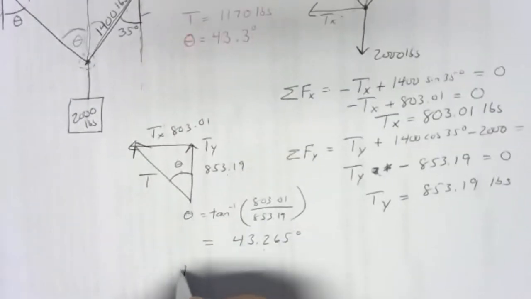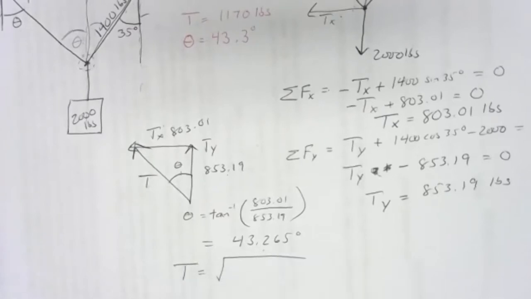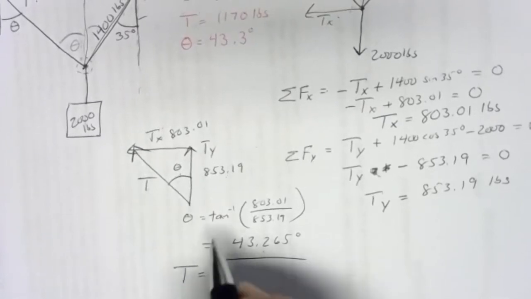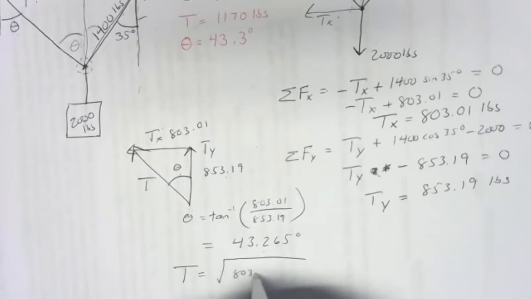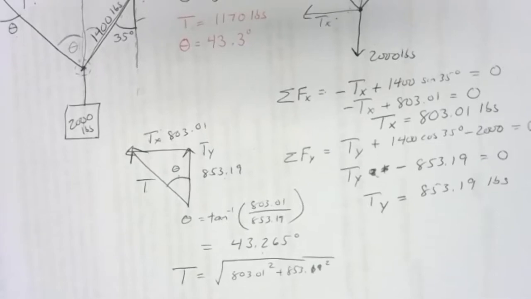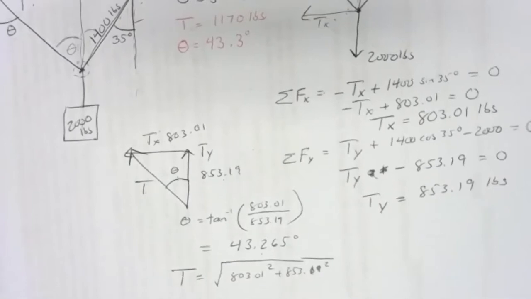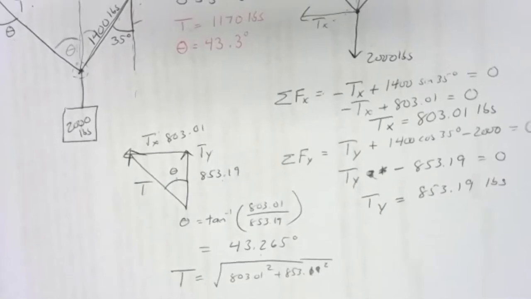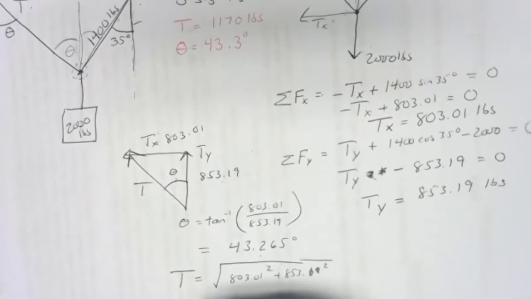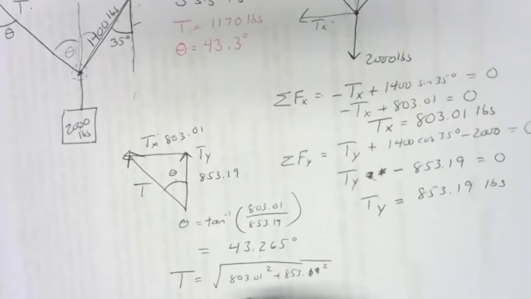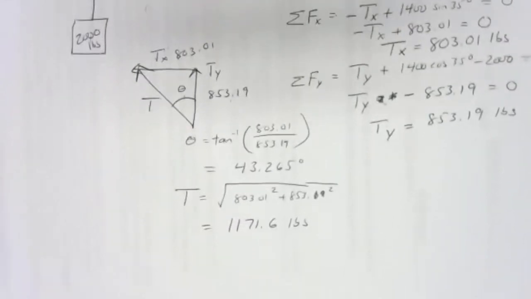The tension is going to be given by the Pythagorean theorem. We have the opposite and the adjacent side, so we'd have 803.01 squared plus 853.19 squared, and take the square root of that whole thing. So 803.01 squared, 853.19 squared, add them, square root, and that's where we get our tension of 1171.6 pounds. So 1171.6 pounds rounded to 3 sig figs.